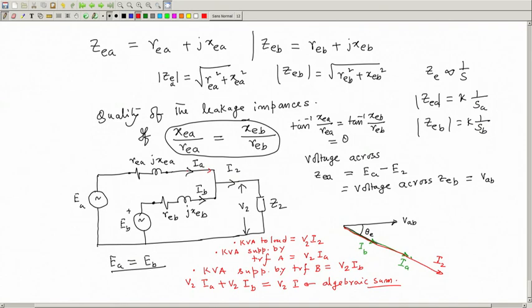Apart from this, of course, the polarity should be the same and the voltage ratios should be the same, that is the first thing. Second, if we go much deeper into it, then we have come to this conclusion.